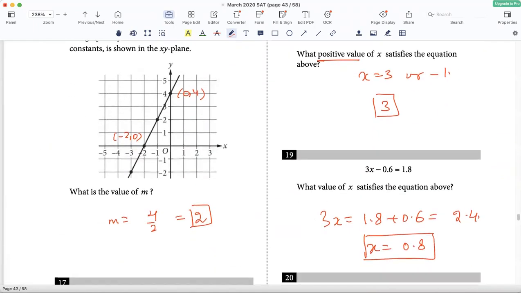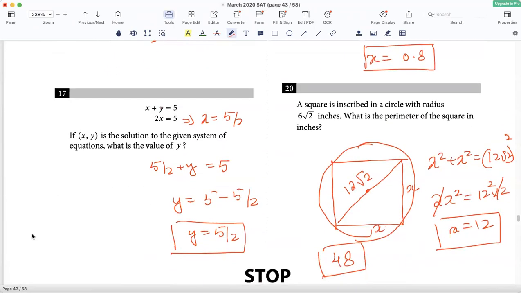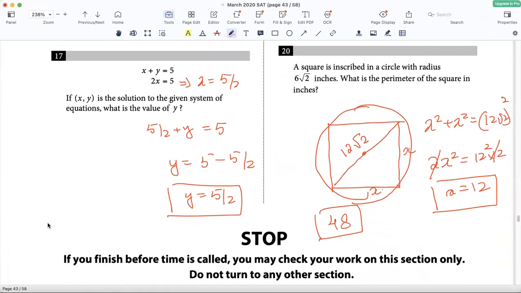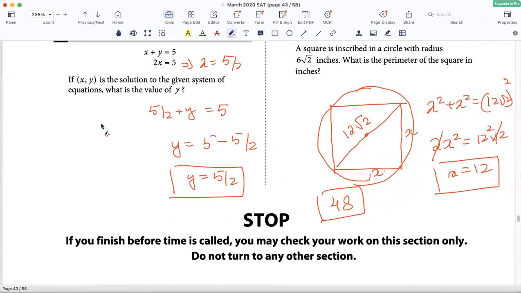What about the grid questions? 2, 2.53, 2, 2.53, 0.8 and 48. Okay, so we got all correct.